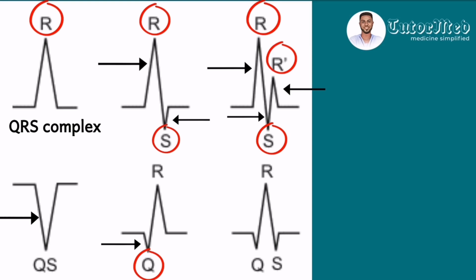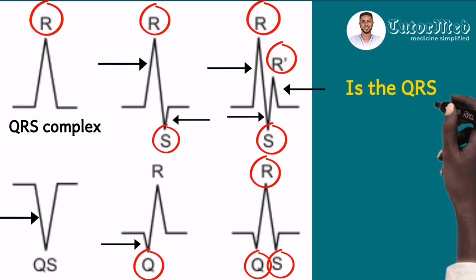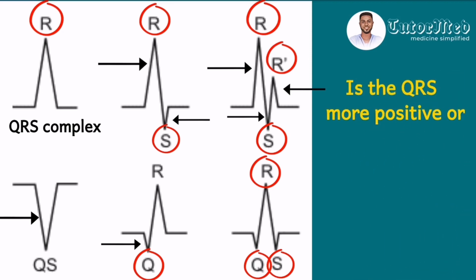Then we have a first negative wave, a Q wave, then a positive wave which is an R wave, and then a negative wave which is an S wave. So this is the correct QRS complex. Now for the QRS complex, all we are interested in is, is the QRS more positive or more negative? As in, is the dominant wave more positive or negative? That is what we are interested in.